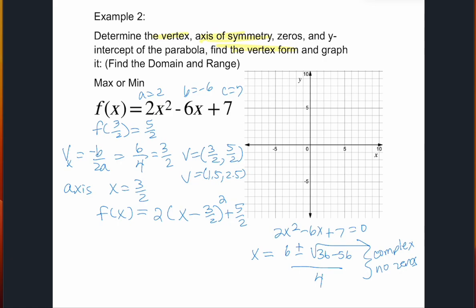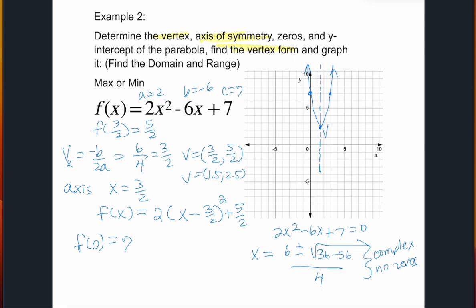But we do have a y-intercept. If you plug in 0 to either version of our formula, you get 7. So let's put in our vertex. Our vertex is at 1.5, 2.5. I think it's kind of right in the middle of that box. We know our y-intercept is 7. So that's 1.5 to the left. So if we go 1.5 to the right and 7 up from that, that should be another point, just based on the fact we have an axis of symmetry right there.